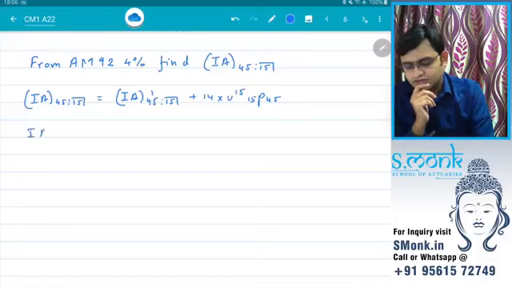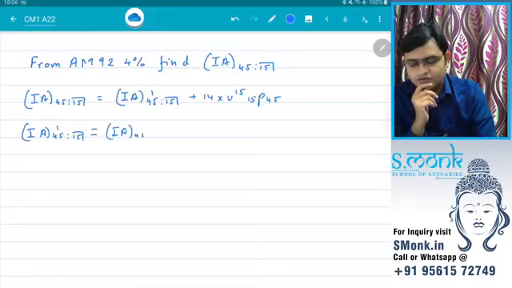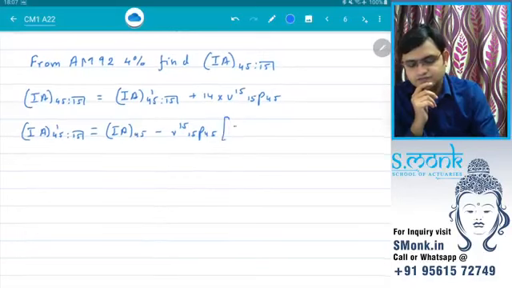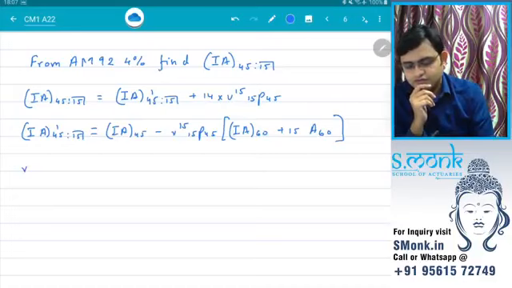then IA 45:15 will be IA 45 minus v raised to 15, 15p45 IA 60 plus 15 times A 60. Is our formula. Then v raised to 15, 15p45. Let's calculate that first.